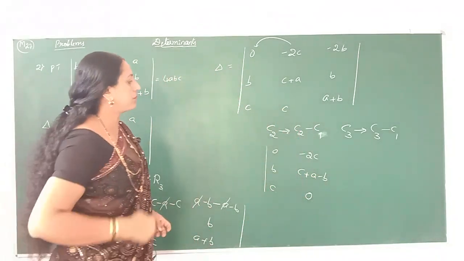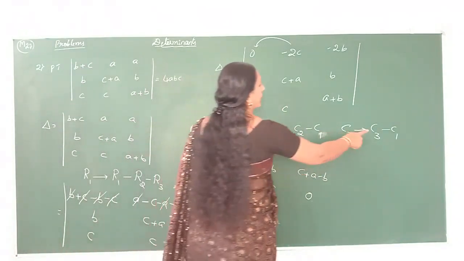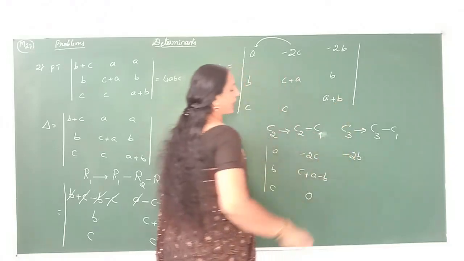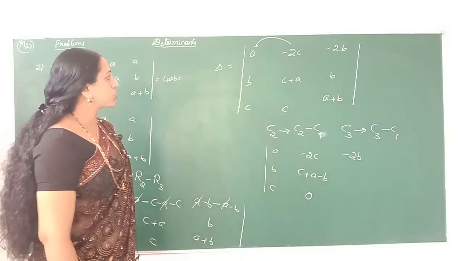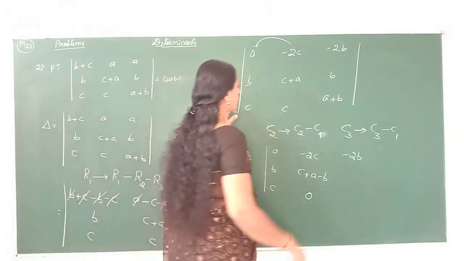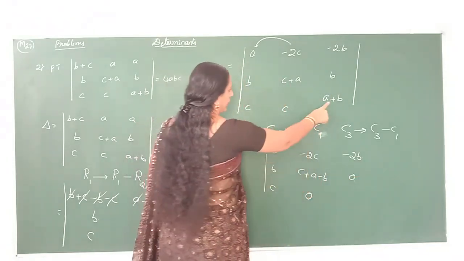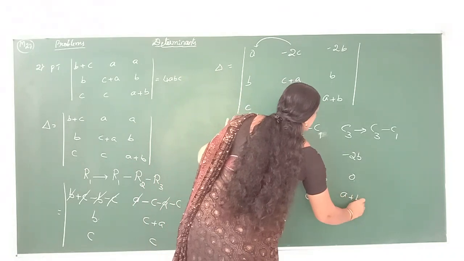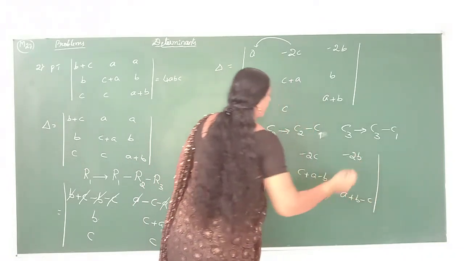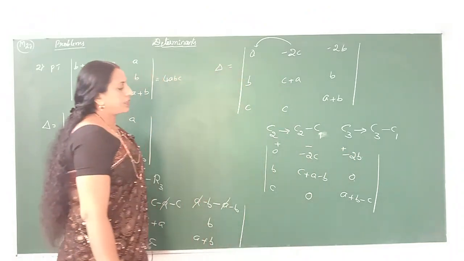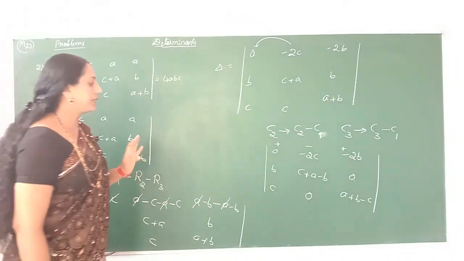Again, C3 can be changed with C3 minus C1. Corresponding elements of C3 and C1 are subtracted from each other. Minus 2B minus 0 is nothing but minus 2B. B minus B is 0. A plus B minus C. So after that, by using the expansion form with alternating signs, simplify the values of the determinant.